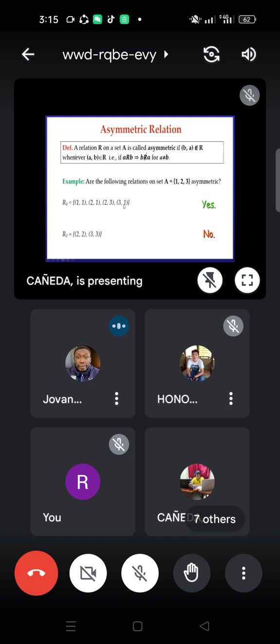Asymmetric? A relation is asymmetric if an ordered pair (B, A) does not belong to R whenever the ordered pair (A, B) belongs to R. Asymmetric means not symmetric. So asymmetric is the opposite of symmetric.